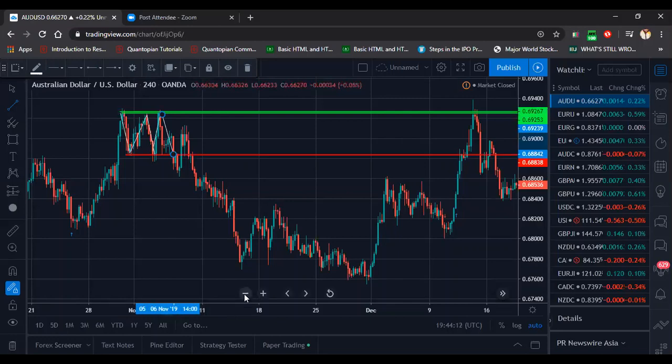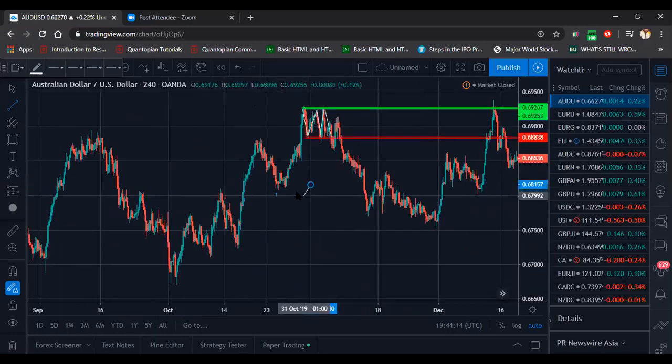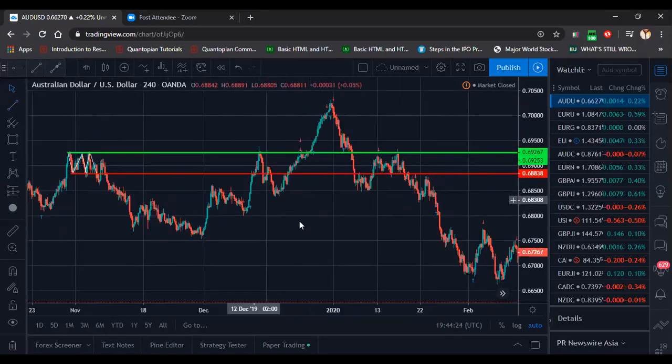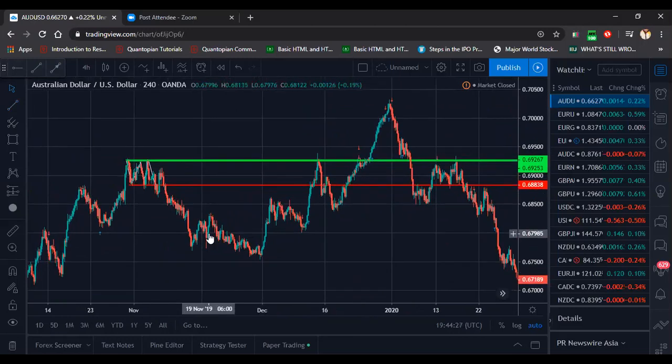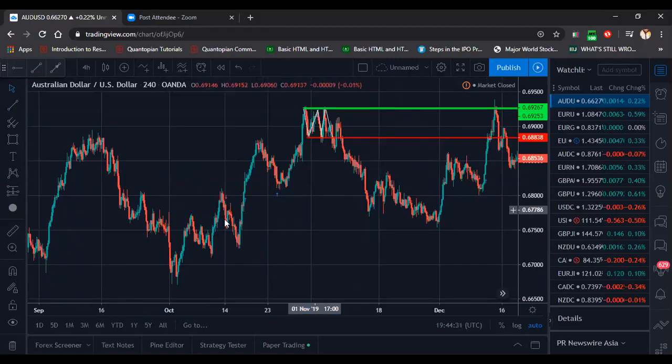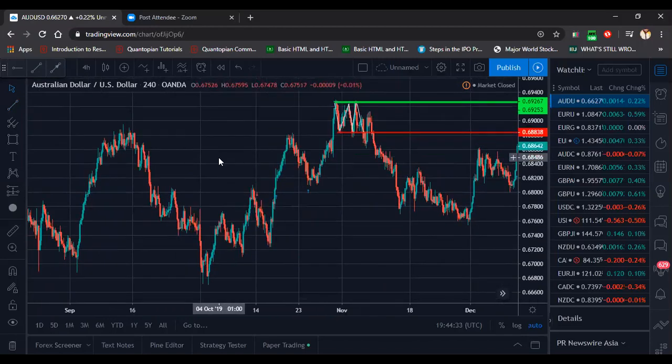But now, anytime price breaks a support level, it becomes a resistance level. So note that anytime price breaks a support level, it becomes a resistance level. So I think this was a false breakout. So let me show you a typical example here. I think this is a typical example.